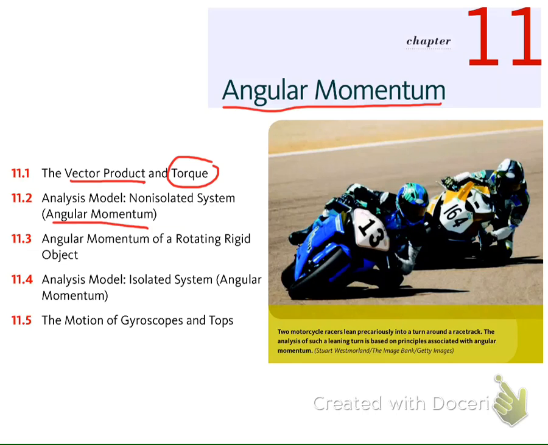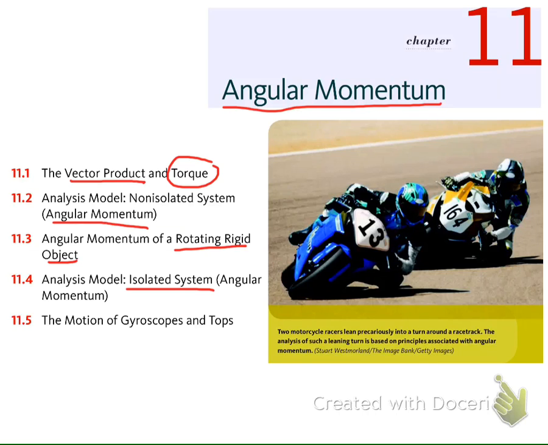We will next apply the angular momentum concept to the rotation of the rigid object. And we will discuss one of the important concepts about the angular momentum, that is, if there is no force or no torque applied on an object, the angular momentum will be constant, and that is for the isolated system, in the sense that there is no external torque on the object.